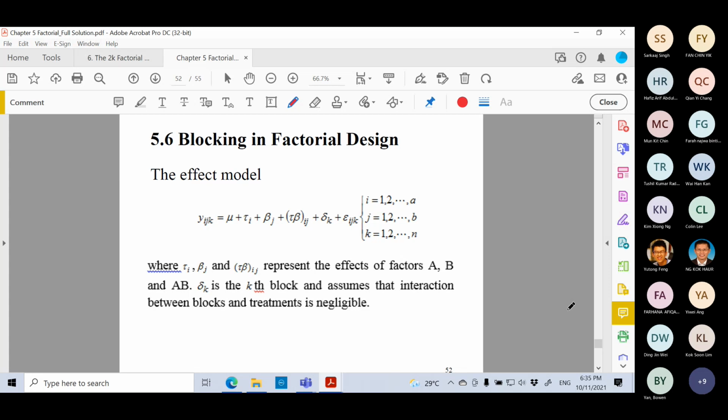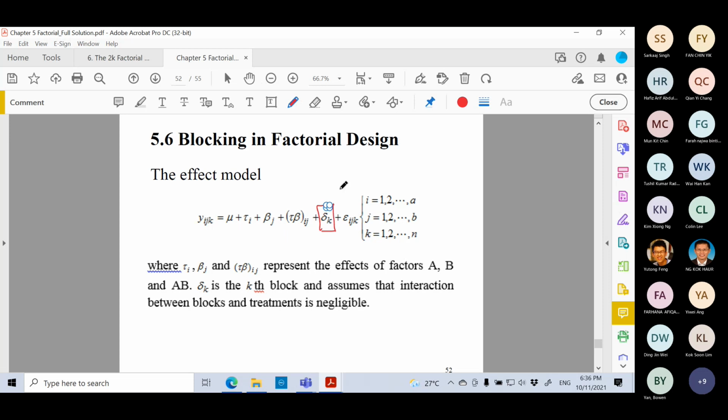Okay. So under the factorial design, we can also have nuisance factors. To eliminate a nuisance factor, the technique we use is blocking. So the blocking here, this is your blocking term, where delta K is the K-th block, and we assume that the interaction between the block and the treatments is negligible. So we don't have any interaction between the blocks and the main factors.